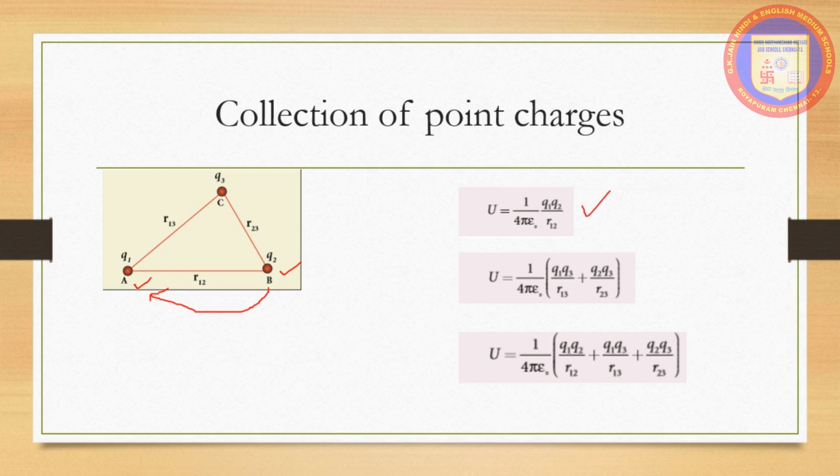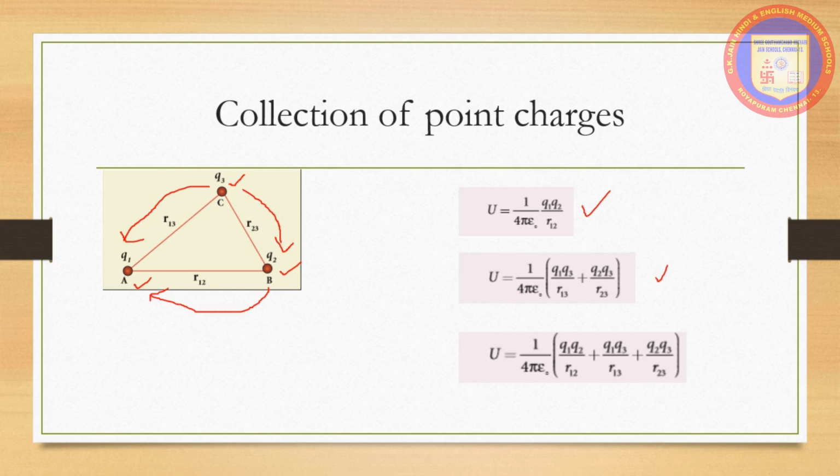Similarly, to bring the charge Q3 to the point C, work has to be done against the total electric field due to both charges, Q1 and Q2. So, the work done to bring the charge Q3 is Q3 into (V1C plus V2C). Here, V1C is the electrostatic potential due to the charge Q1 at point C, and V2C is the electrostatic potential due to the charge Q2 at point C. The electric potential energy is U is equal to 1 by 4 pi epsilon naught into Q1 Q3 divided by R13 plus Q2 Q3 divided by R23.